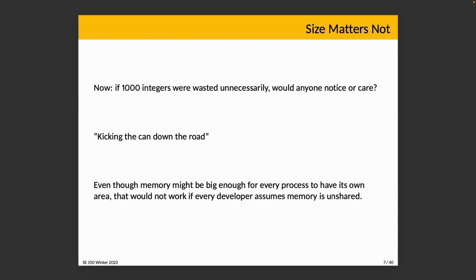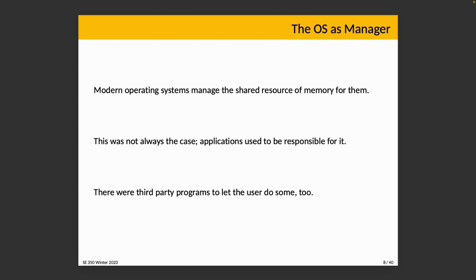The other thing that we haven't solved is this idea of sharing. Memory might be big enough for every process to have its own designated area, but that doesn't work if every developer assumes that memory is unshared. So we haven't exactly figured out why application developers could be oblivious to this. And the answer, of course, is that the modern operating system is responsible for managing the shared resource of memory. This was not always the case, and there used to be applications that were responsible for helping you out with this. There were various third-party programs that used to help you do this for the last versions of MS-DOS and Windows 95.